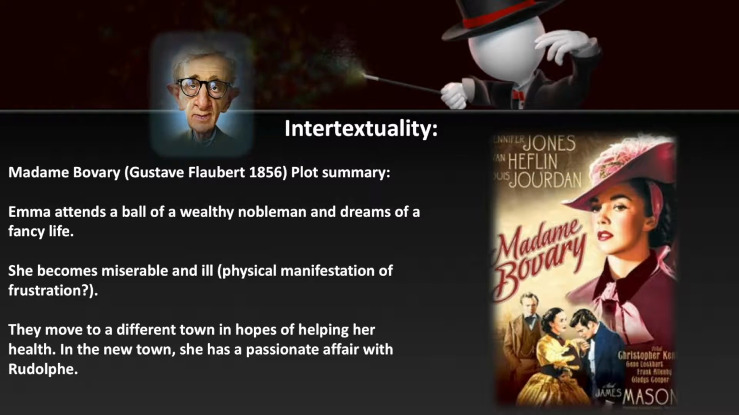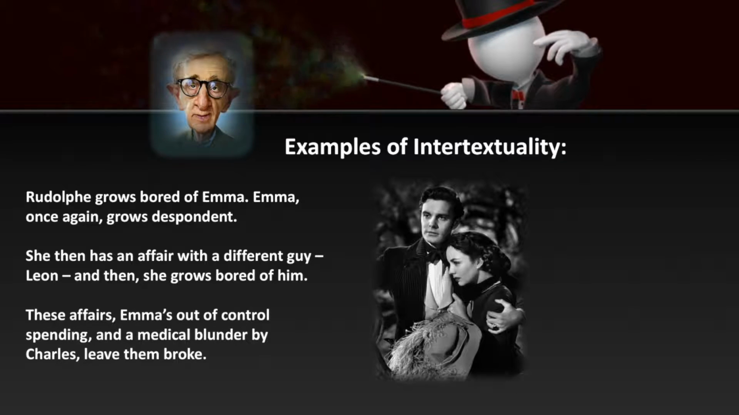She becomes miserable and ill, kind of a manifestation of her frustration, right? So she's so miserable that she makes herself ill. They move to a different town in hopes of helping her health, but in the new town, she meets Rudolph and has a passionate affair with Rudolph. You'll see him in the film clips. Rudolph then has a Sidney moment and grows bored of Emma, and Emma grows despondent. She has another affair, but grows bored of him and still kind of pines over Rudolph.